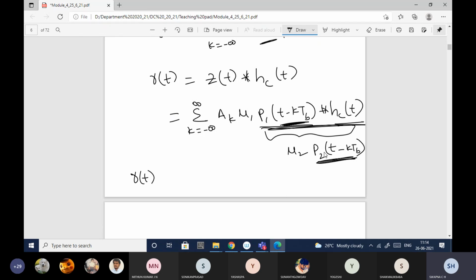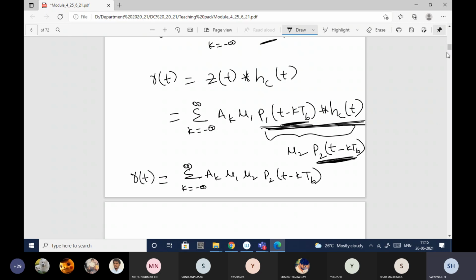It is not that this gives me some significance, nothing like that. It is some function, and I'm just naming it with p, that's it. So r of t is equal to summation k equals minus infinity to plus infinity a_k mu_1 mu_2 p_2 of t minus kT_b.